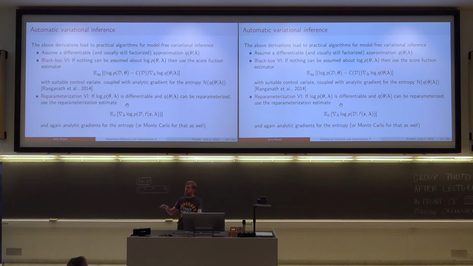So we're switching the problem from worrying about the technical details into specifying the approximation that we want. You can try out different kinds of approximations and so on. Then the next step is an algorithm for computing the gradient, or estimating the gradient. If you cannot assume anything else about the model, then you need to use the score function estimator.